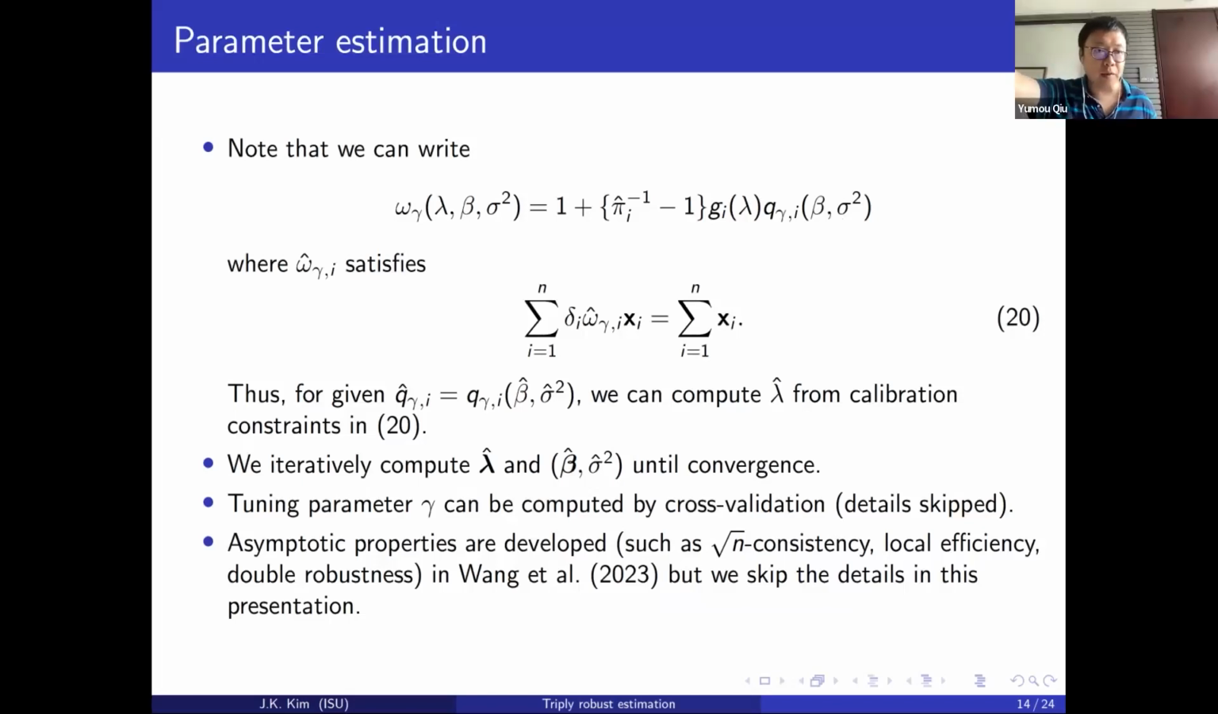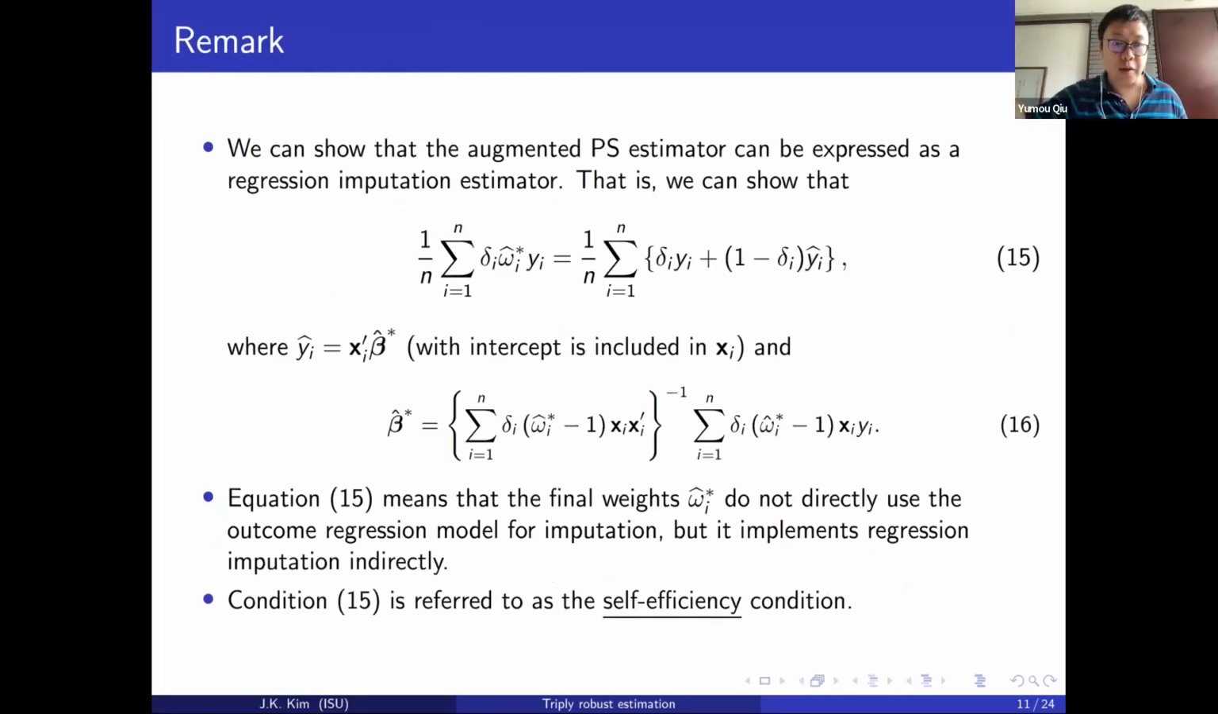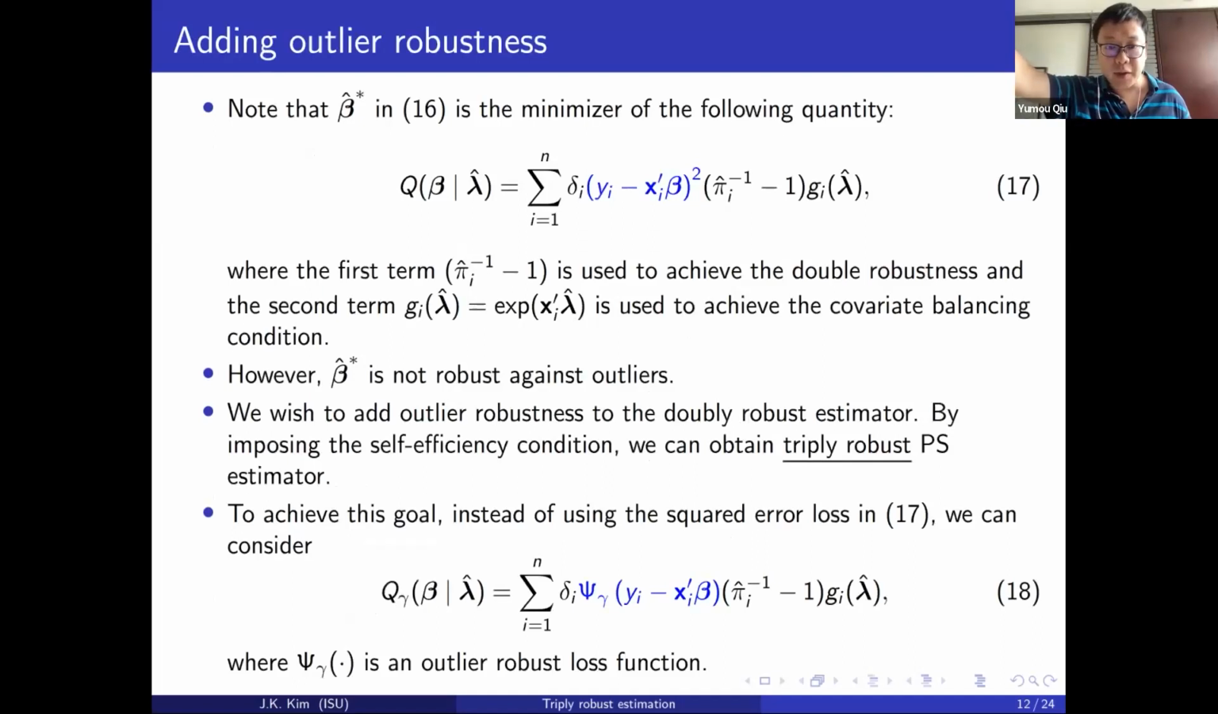I see. So the final estimator is still an inverse propensity weighting (IPW) estimator, with an additional weight for the outlier part. Exactly. I was thinking about the previous slides, equation 17. You use covariate balancing to obtain some weight, with 1/pi minus 1, and use that weight here to run the outcome regression using the gamma divergence, and then directly use the regression imputation estimator.